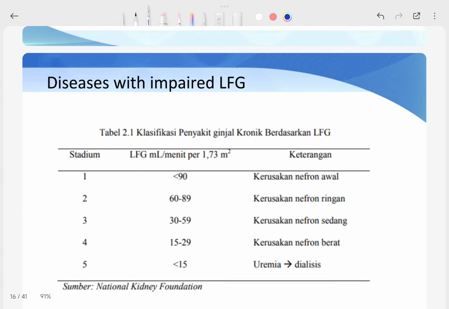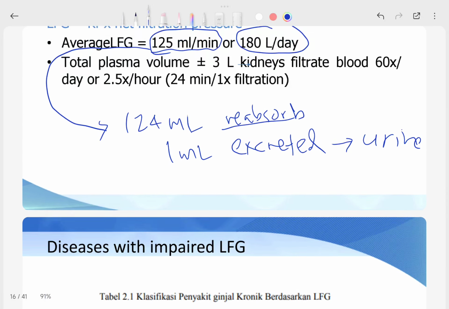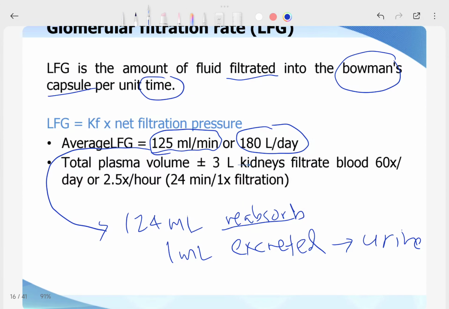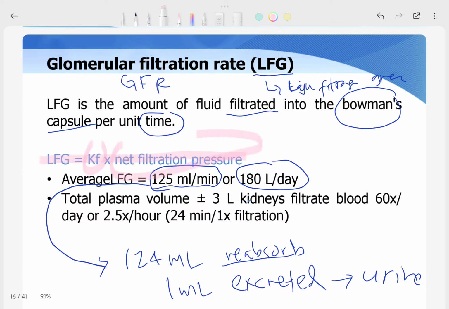Okay, next. Oh, wait. Urine. Yeah, okay, let's go back again. In this, we have LFG or glomerular filtration rate, which is the same. LFG, if I'm not mistaken, is the Indonesian one, laju filtrasi glomerulus. But we can also use GFR because it's the same. So this GFR has a formula, which is Kf and also the net filtration pressure.